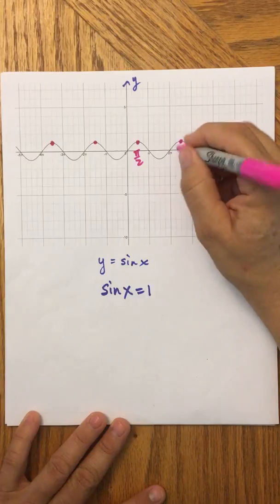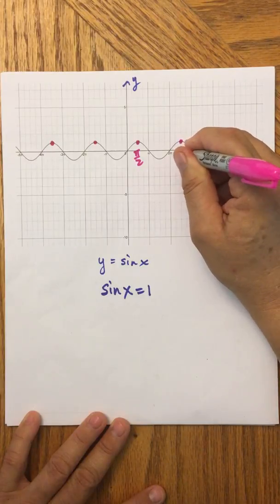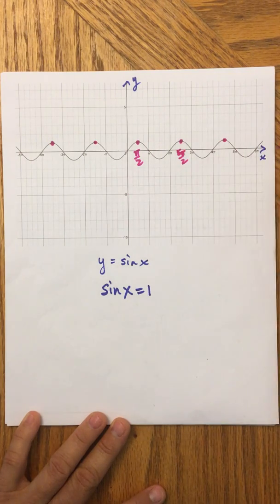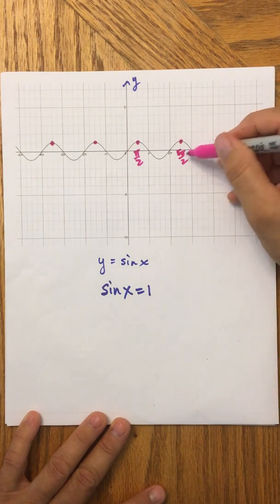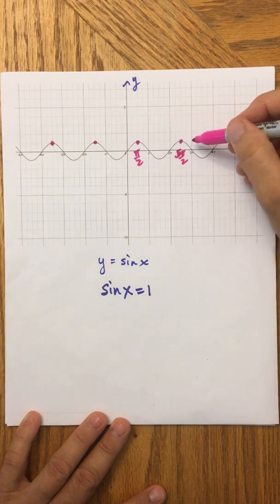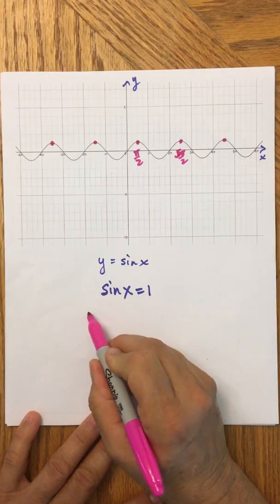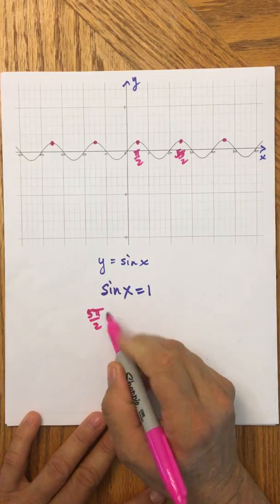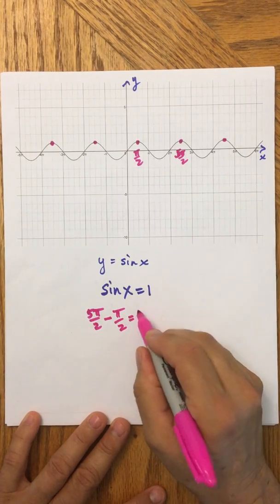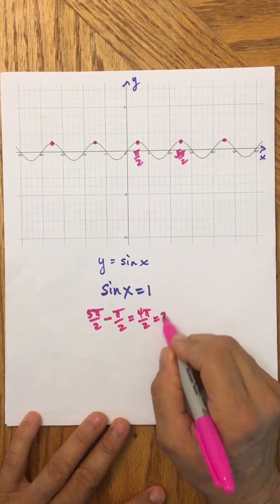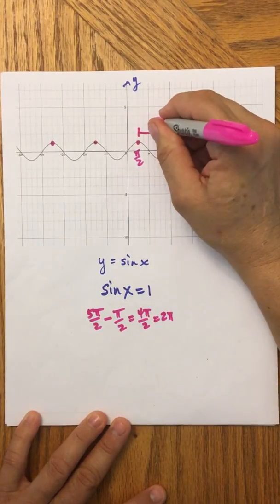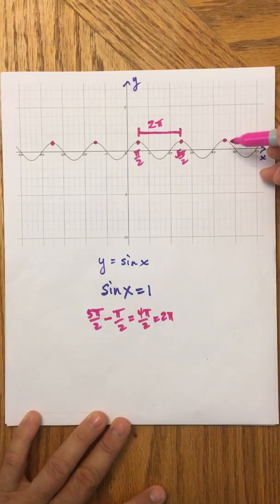If you kept going, this would be 5 pi over 2, so you're adding another 2 pi. Here you can see between 2 and 3 is 2.5 pi, or 5 pi over 2. So what's the distance? 5 pi over 2 minus pi over 2 is 4 pi over 2, which is 2 pi. So the distance between the first two solutions we looked at is 2 pi.